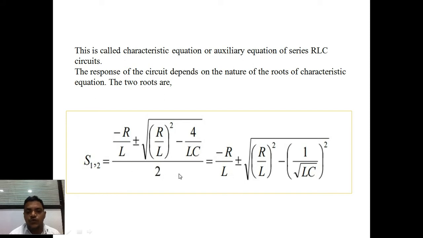Then what we do here, again, the 2 should be multiplied inside the term. That's why it is minus R upon L plus or minus the square root of (R upon L) squared minus (1 upon root of LC) squared. Here the 2 becomes the denominator to the numerator and enters the square root side, so the 4 is cancelled.